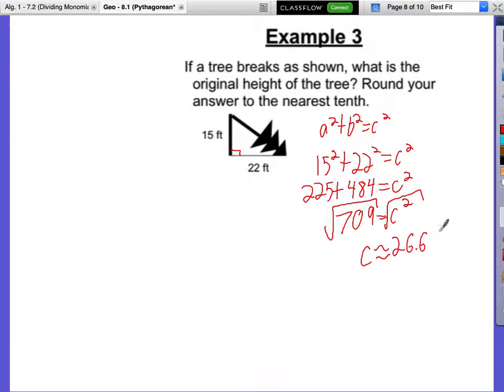26.62705. It just said there's 10. Are we done? No. Why not? Original height. Why is that going to be different than the original height? Because that's broken. So you have to put it back on here and add that to this 15, right? Because this is still part of the tree.